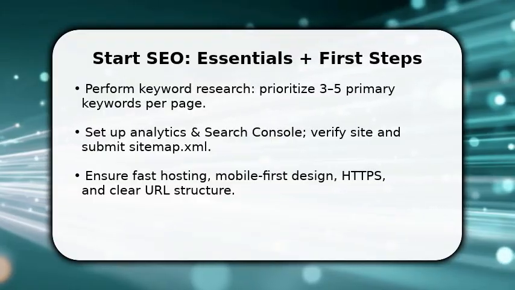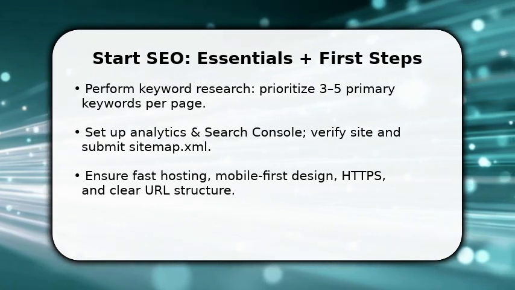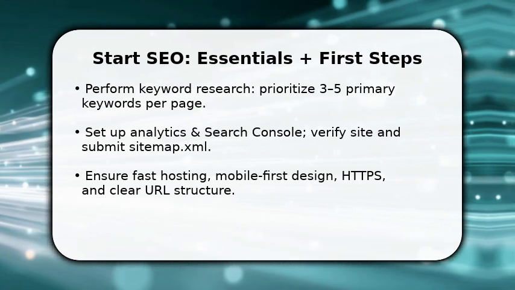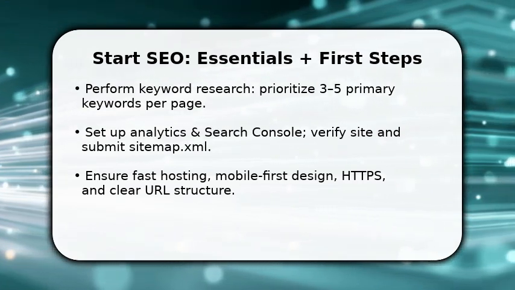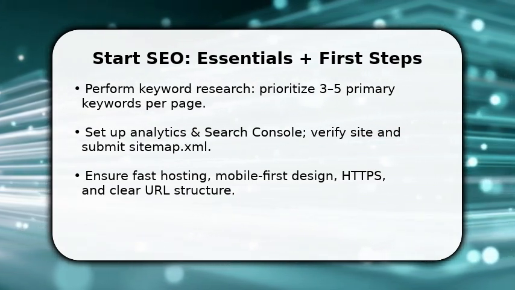You begin by setting priorities. Pick 3-5 target keywords for each page based on intent and traffic potential, because relevance drives clicks. Once done, install Analytics in Google Search Console and submit sitemap.xml so you can measure impact.